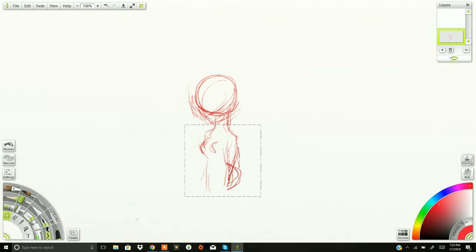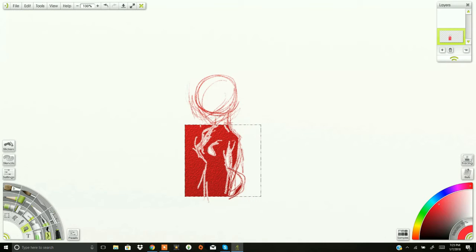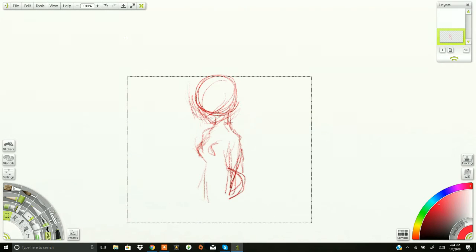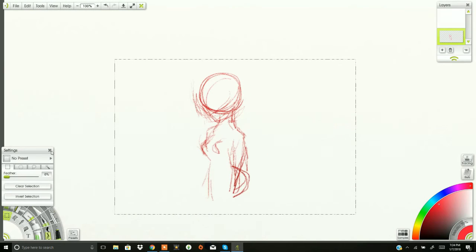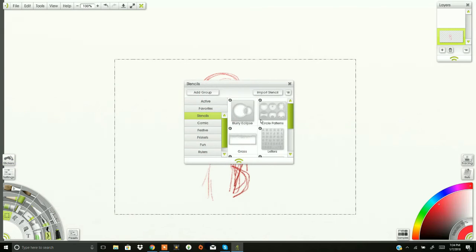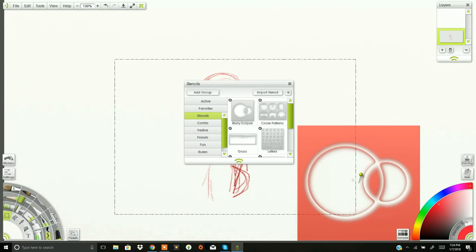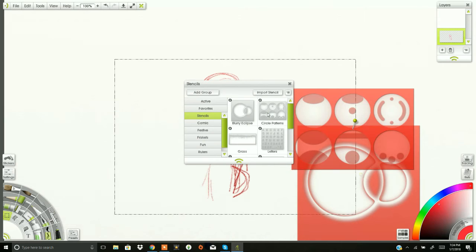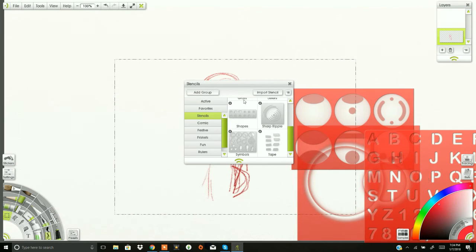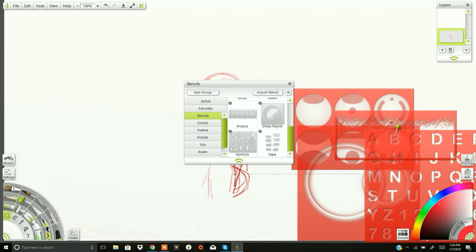Ooh! Look at me! Ooh! Can I deselect? No, I can't deselect. Ooh, stencils, stencils. Yes, please. Blurry eclipse. Oh, circles. We got letters. And grass. Where's the grass? We need grass.